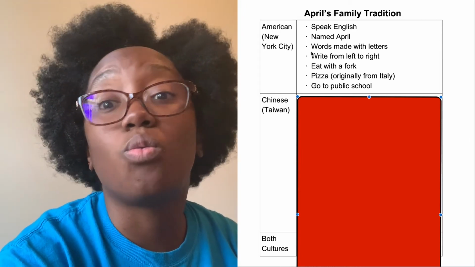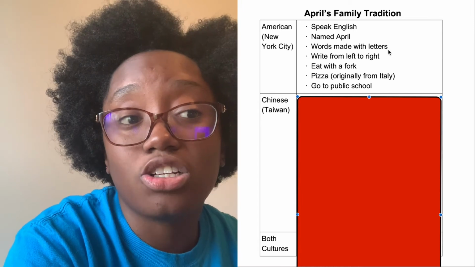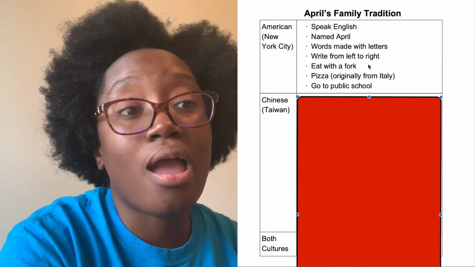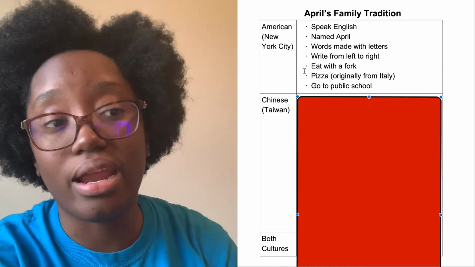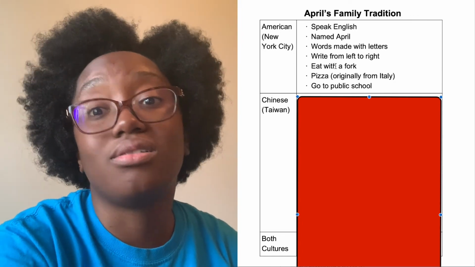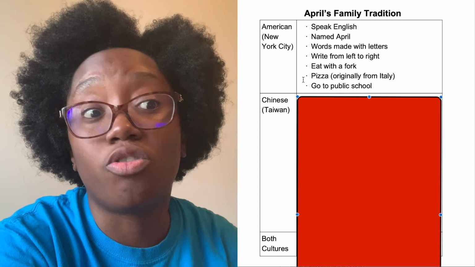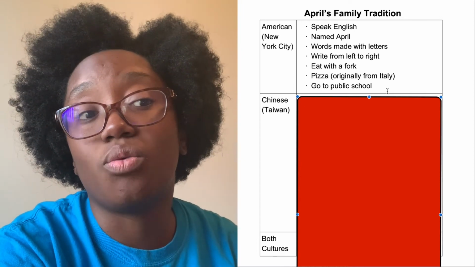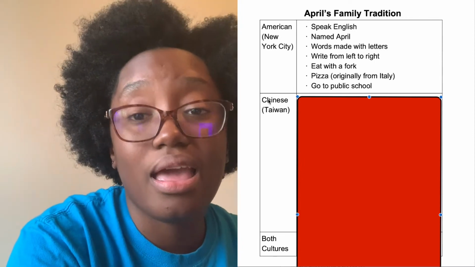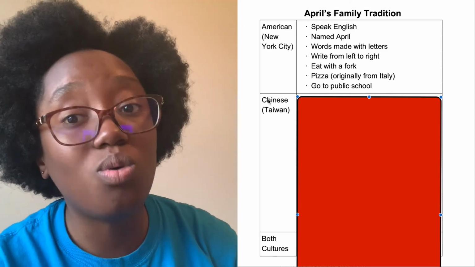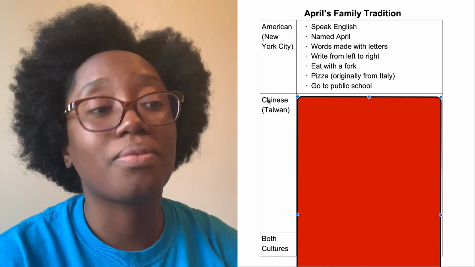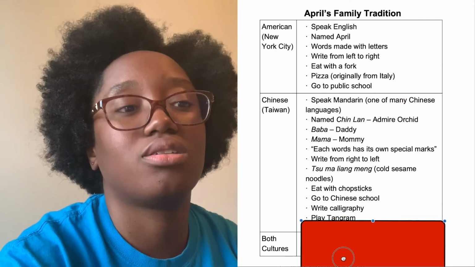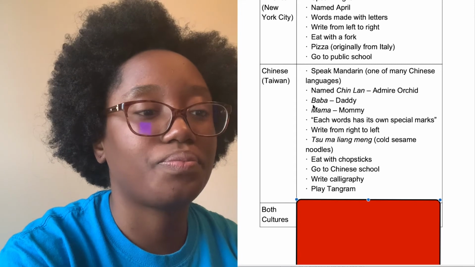So their words in American and English are made with letters, and we write from left to right, and they eat just like us. They eat with a fork as an American tradition, and they have pizza, which is originally from Italy, and they also go to public school just like us, right? Now, what are their Chinese traditions? Let's go and look at them.